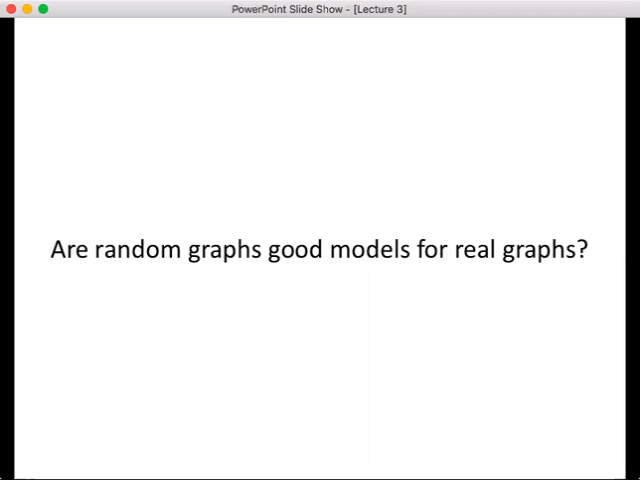Before you talked about some properties of the random graphs, and my intuition would be if those properties are fulfilled for the graph that we're trying to model, then that would be a good model.